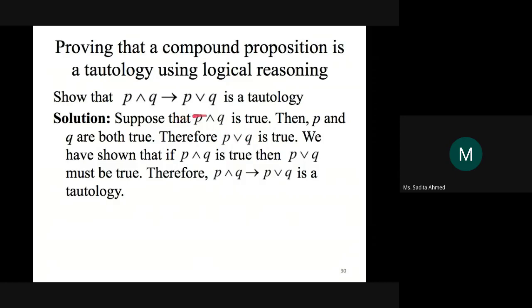This is the more restrictive one. If this is true, then this one is obviously going to be true. And that is good enough to prove that the result of an implication is going to be true. Or in other words, this expression is a tautology. The statement is a tautology. Okay.